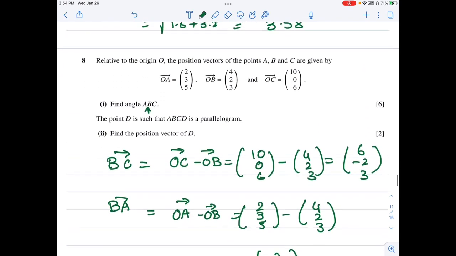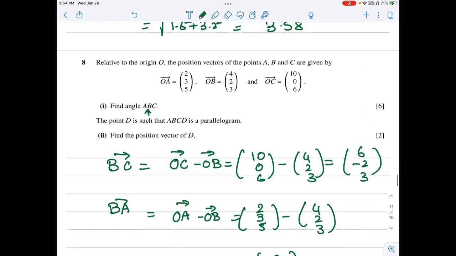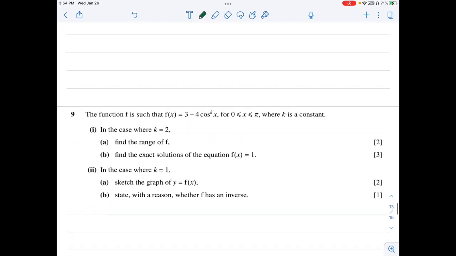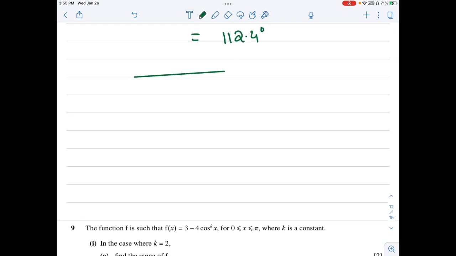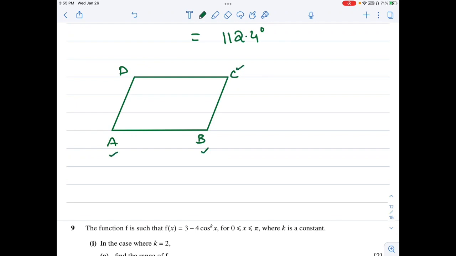Next part, point D is such that ABCD is a parallelogram. Find the position vector of D. ABCD is a parallelogram, so we shall try to draw the parallelogram. A, B, C are given, and D. In a parallelogram, diagonals bisect each other. Midpoint of AC should be equal to midpoint of BD.